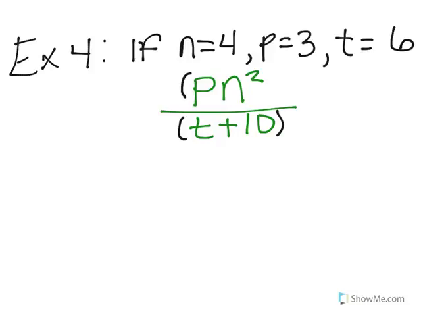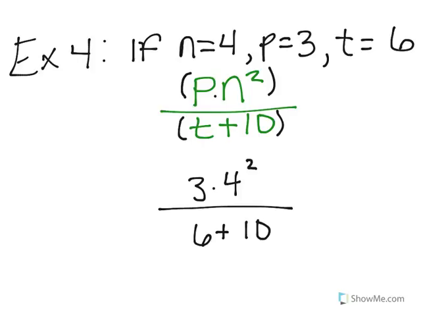So again, I can even add parentheses here. Let's do those two problems separately and then divide them at the end. So I can deal with the numerator first. We can think of p times n to the second power. Well, I know I have to do exponents before I do multiplication. So what I'm going to do is plug in those numbers first before I even start that problem. So 3 times 4 to the second power. And then I can add in the denominator here too. So I can put 6 plus 10. And again, I'm just getting my information from the information in the problem.